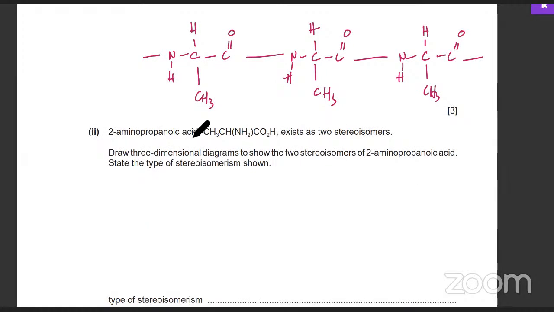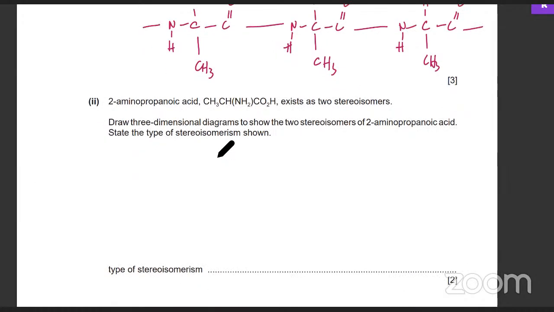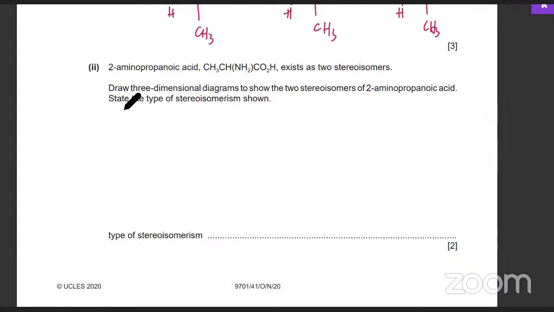Now he says that 2-amino-propanoic acid exists as 2 stereoisomers. Draw the 3-dimensional diagrams to show the 2 stereoisomers of 2-amino-propanoic acid. State the type of stereoisomerism shown. So it's optical, that's one thing. It's going to be chiral. We can draw one of them.